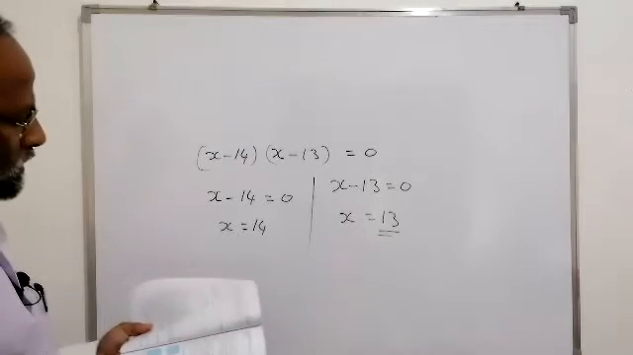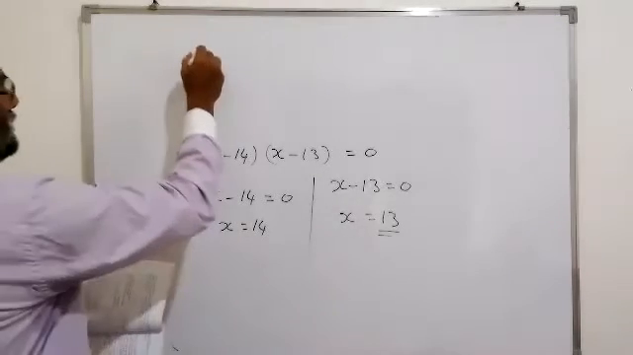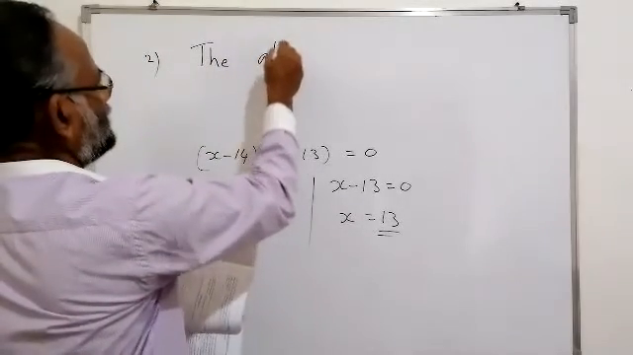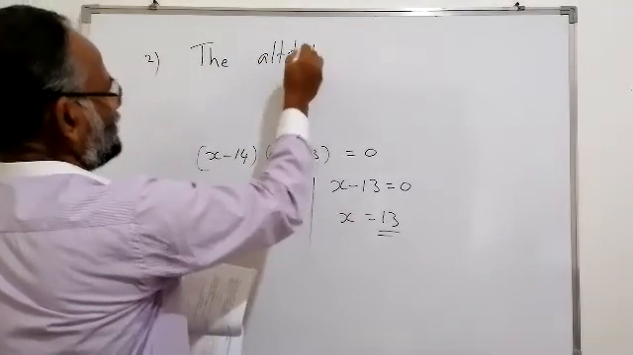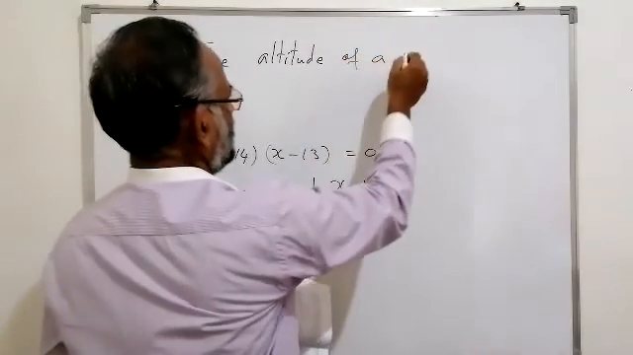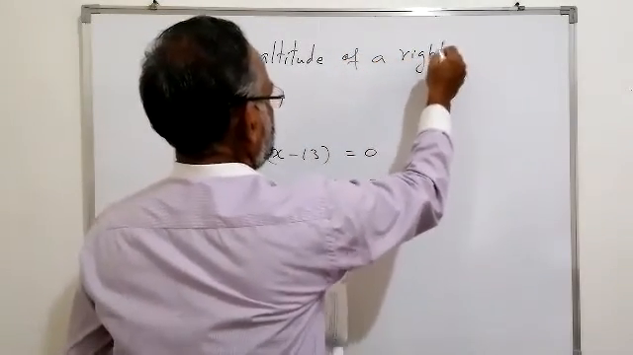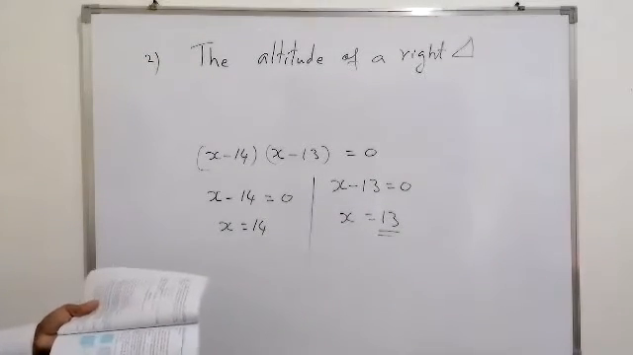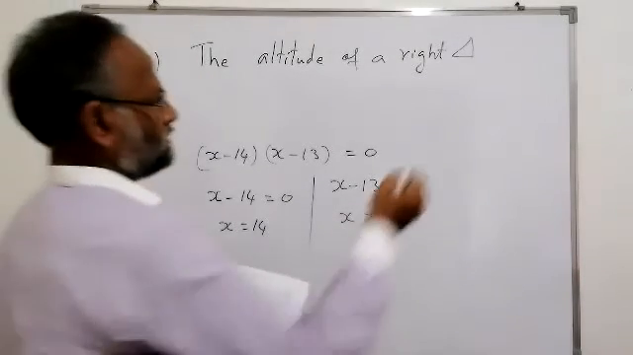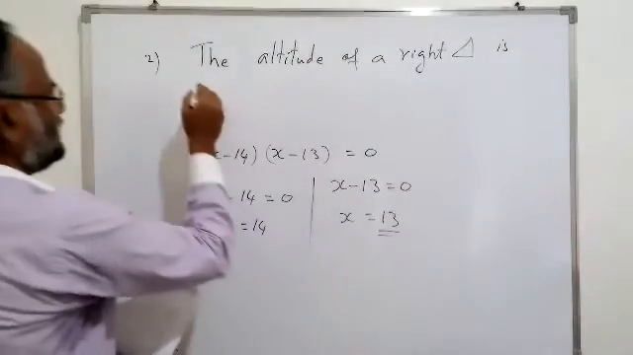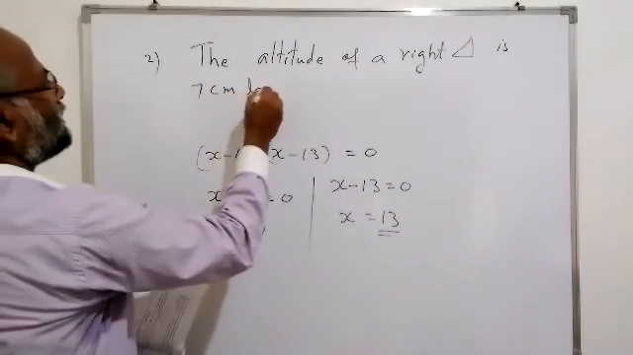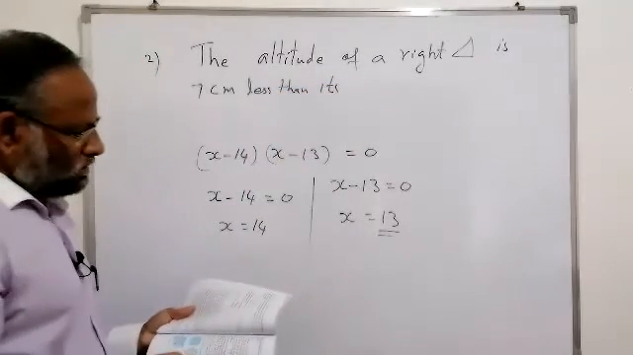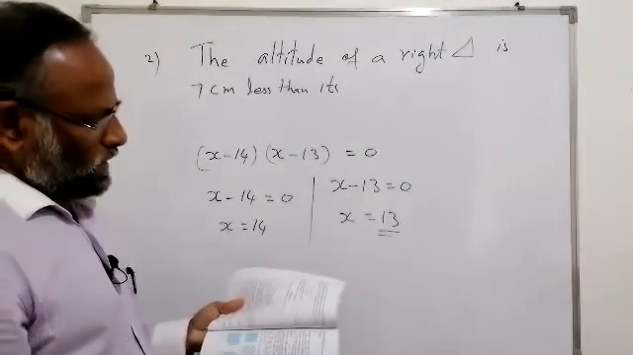The altitude of a right triangle. Second question. The altitude of a right triangle is 7 centimeter less than its base.